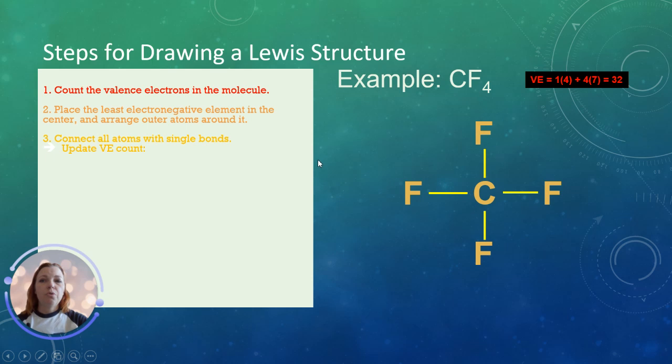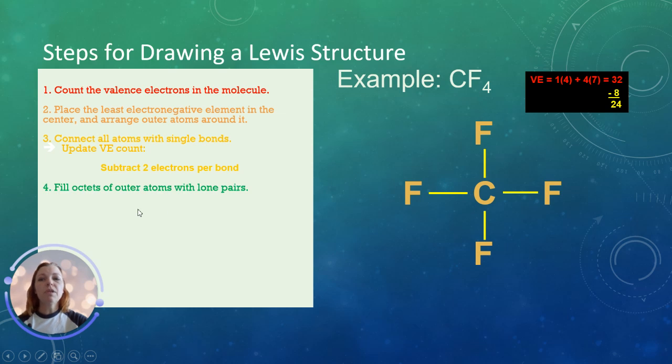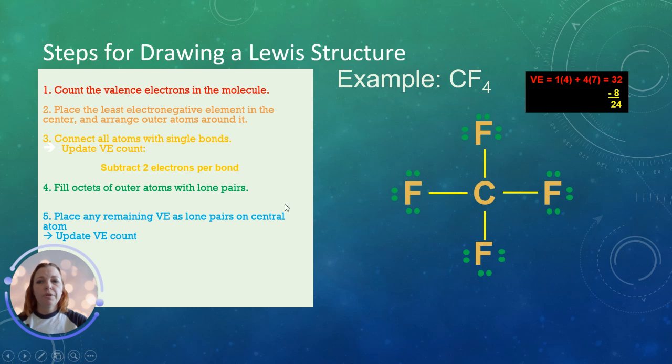Now remember that we use 2 electrons per bond. So we've used 2, 4, 6, 8. So in our valence electron total over here, we've used 8 valence electrons, which means we have 24 left. We're going to use those 24 electrons to fill the octets of the outer atoms with lone pairs. So we're going to go 2, 4, 6, 8, 10, 12, 14, 16, 18, 20, 22, 24. And we're going to update our valence electron count, 24 minus 24, which is 0. This is a little bit out of order over here, but that's okay.